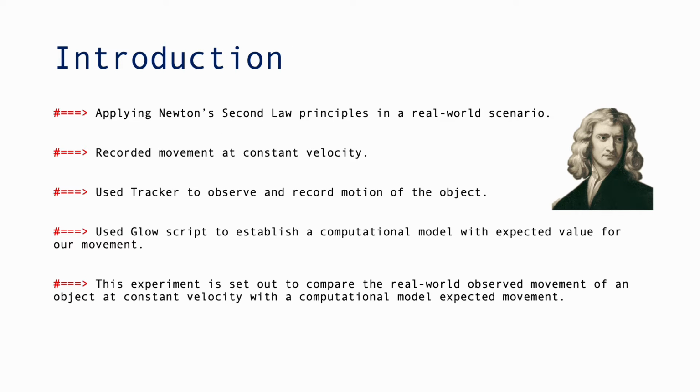This lab is based on applying the principles of Newton's second law in a real-world scenario. For this, I recorded an object moving in a straight line at what is assumed to be constant velocity, and I used Tracker to record the motion. Then, I used GlowScript to model the predicted motion of my object. Finally, the main goal of this experiment is to compare the object's motion recorded in the video with the predicted motion of the computer model made by GlowScript.